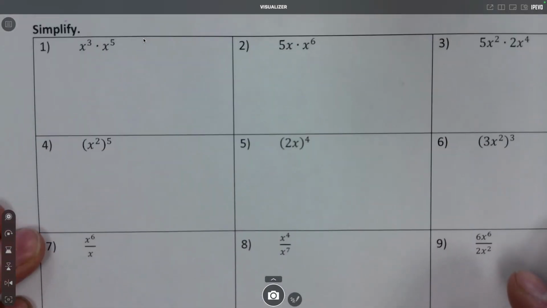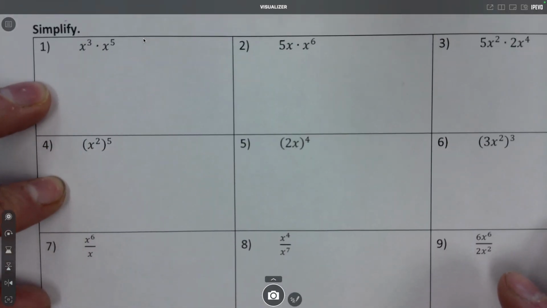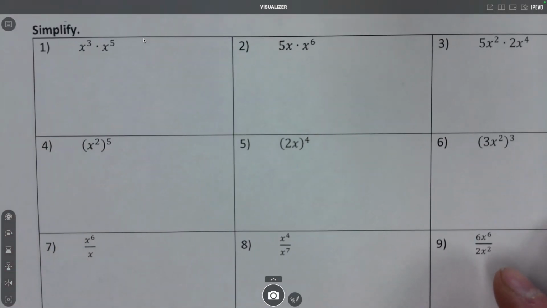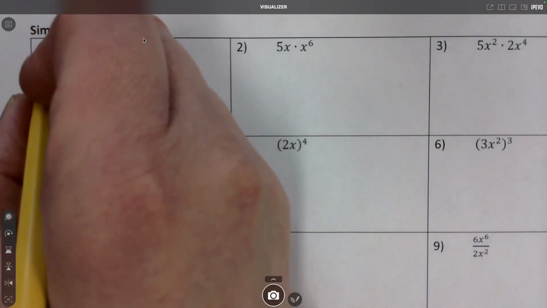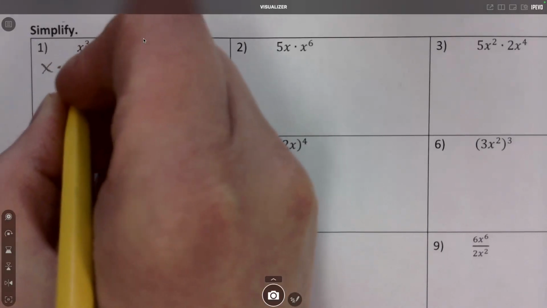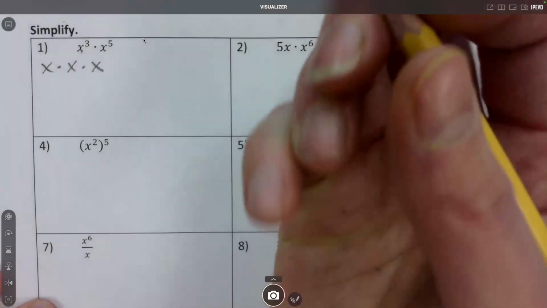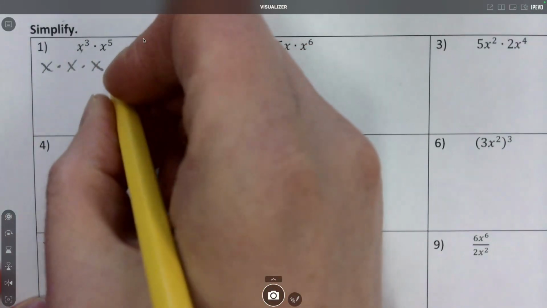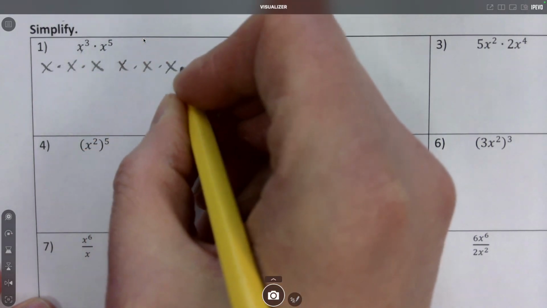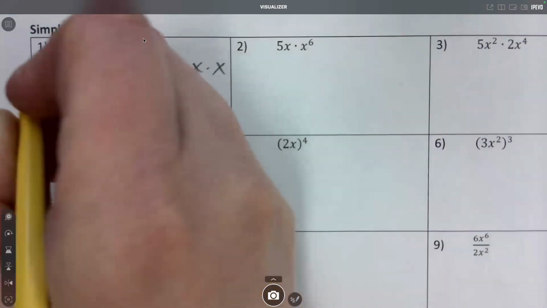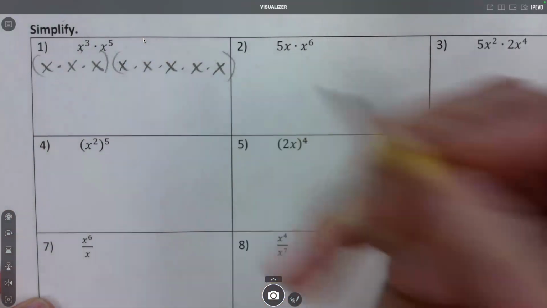We're going to look at 3 different properties to start out with for each row, and then we're going to mix it up. So when I see x cubed, what I want to think about is it means I have x times x times x. I have 3 factors of x. X to the 5th means I have 5 more factors of x. And all of these factors of x are being multiplied together.